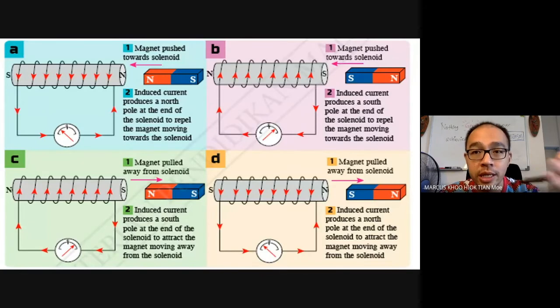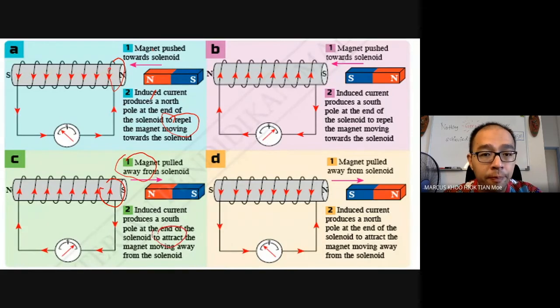There is this summary which is in your textbook. You can read this by yourself. Basically, the explanation is all the same. Whether the magnet is pushed towards or the magnet is pulled away, the induced current will produce what pole, to either repel or to attract. That's the important thing actually. Whether you want to push the north side in or you want to push the south side in, the explanation is always the same. Induced current produces what pole, for what? For example, number one, induced current produces a north pole to repel the magnet moving towards the solenoid.